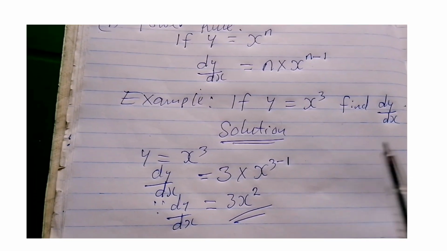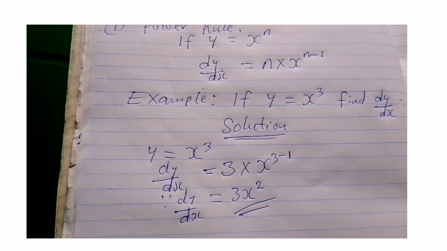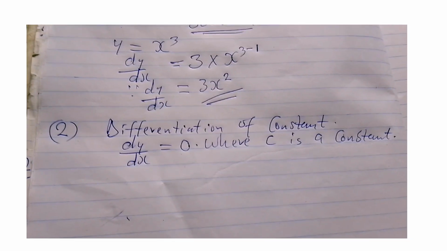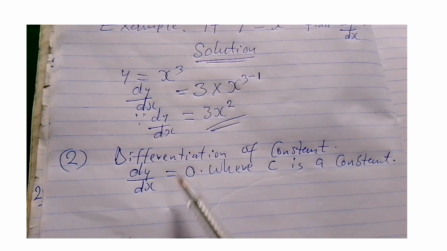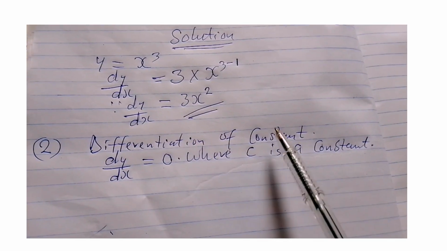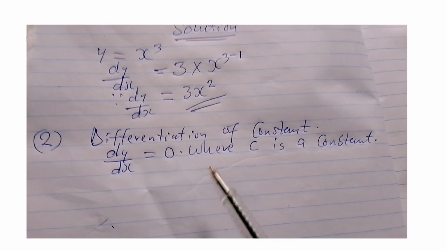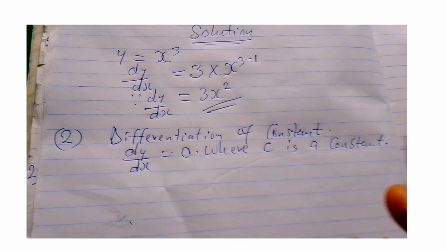power rule in differentiation. Now let's look at the second rule of solving differentiation. Okay, now let's look at the second rule of differentiation. Now, the differentiation of a constant. The differentiation of a constant, that is dy over dx, is equal to 0, where c is a constant.